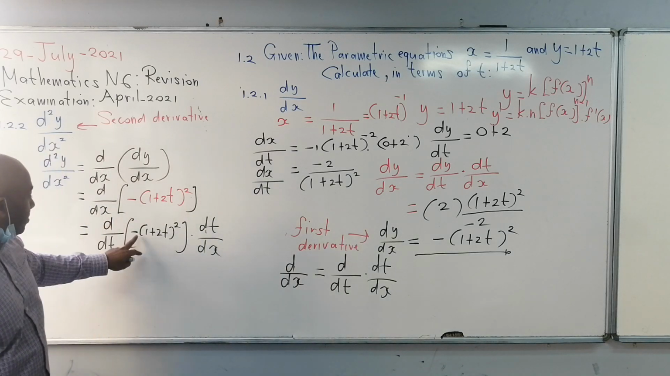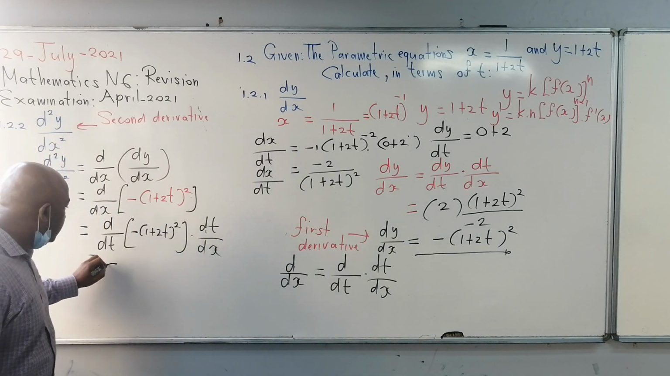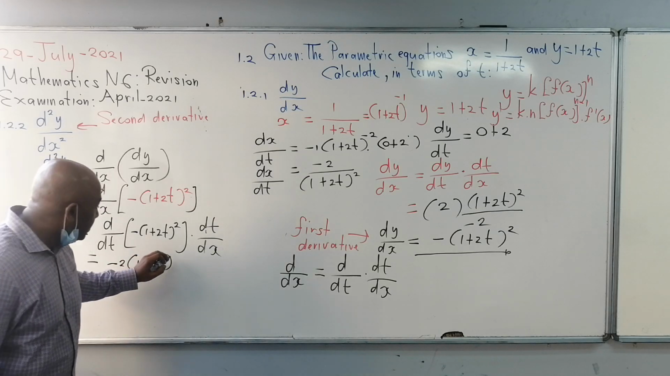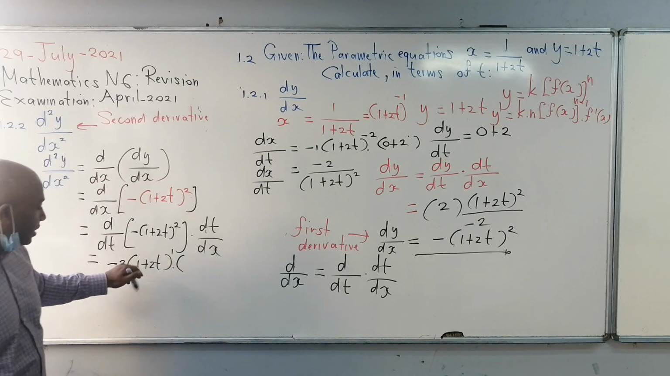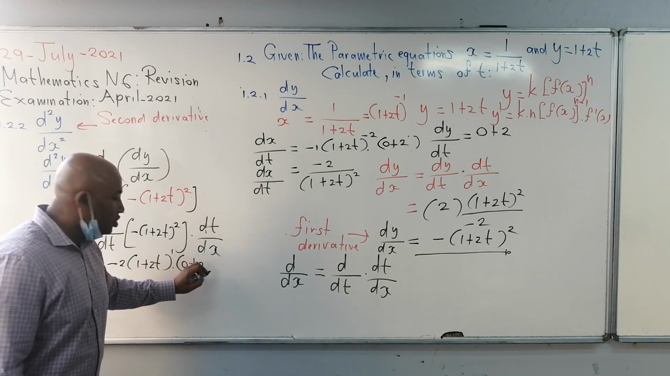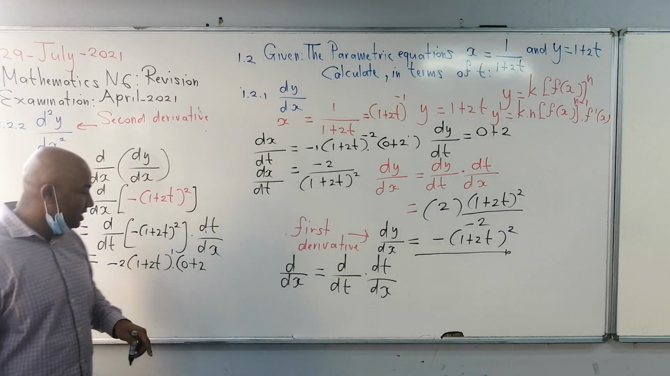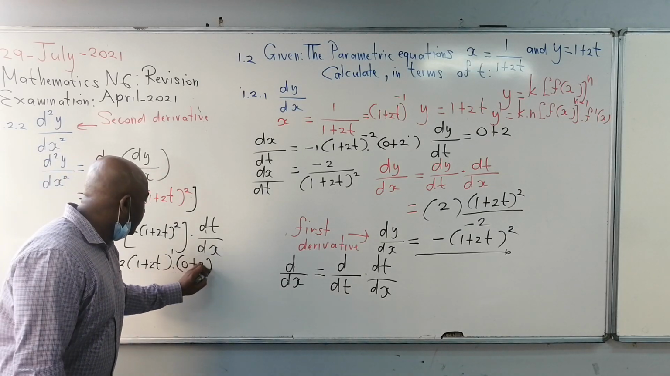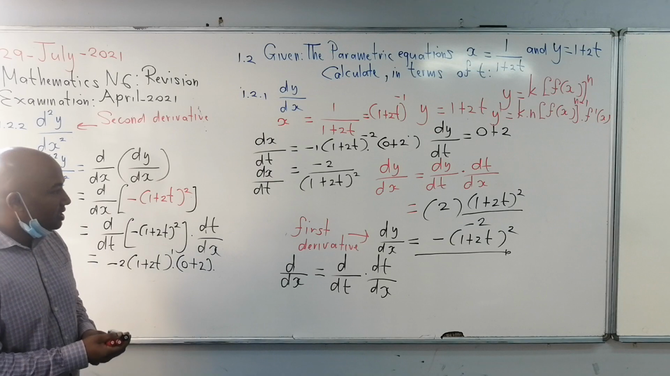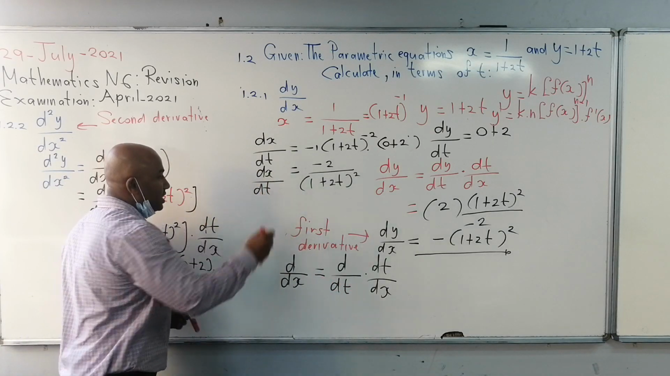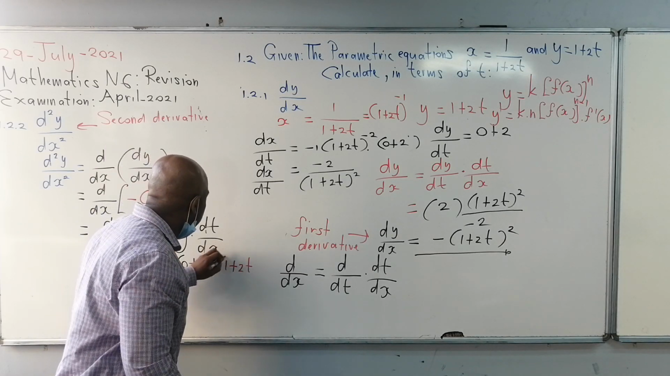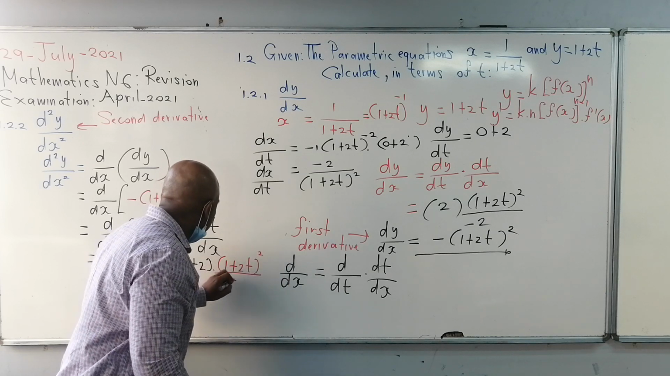So now that's going to be minus 1 times minus 2, which is going to be 2, times 1 plus 2t to the power minus 2, times the derivative of 1 plus 2t, which is the derivative of 1, which is 0, plus the derivative of 2t, which is 2. I mustn't write down 2t, I made a mistake there before. So the derivative of 2t is 2. That's done, the main job is done. It's just multiplied by dt over dx, which is 1 plus 2t all squared divided by negative 2.